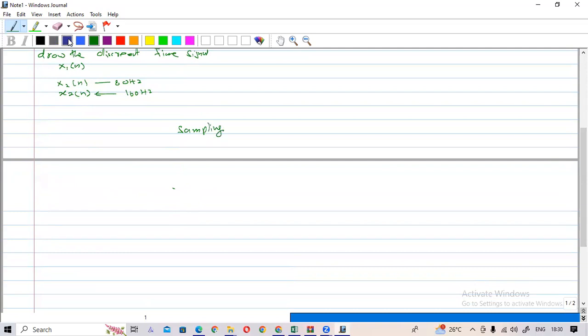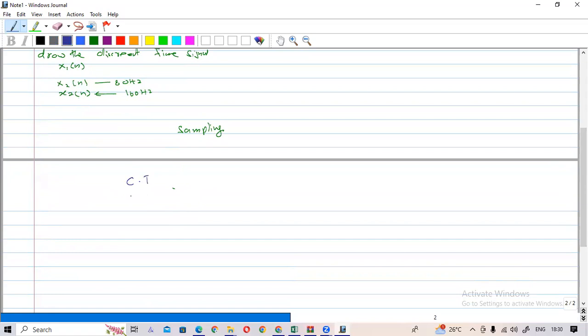So if we are given a continuous time signal, we normally refer to it in time t. You can sample this continuous time signal and you will get a discrete time signal. A discrete time signal is normally denoted in n. This n is the sample number.